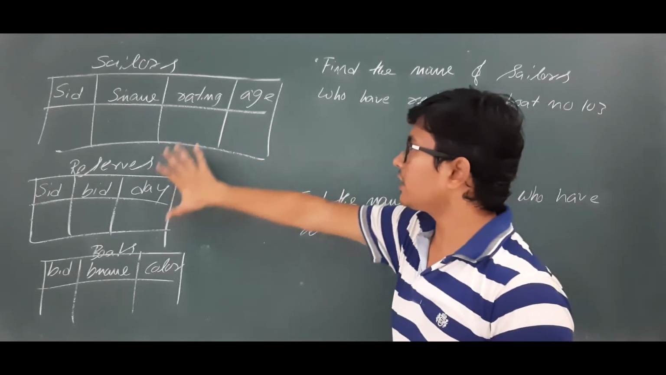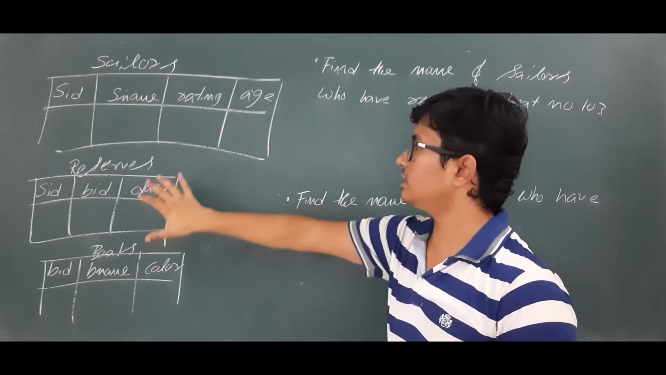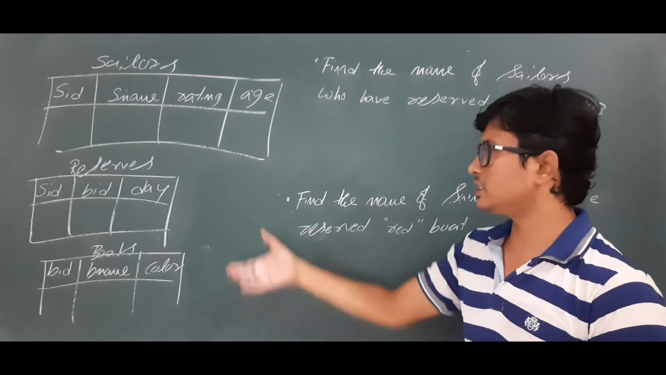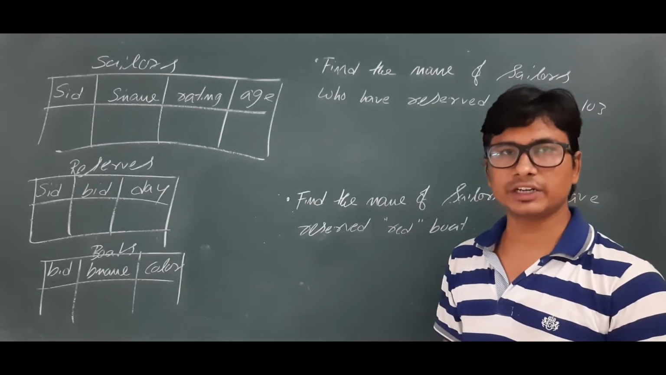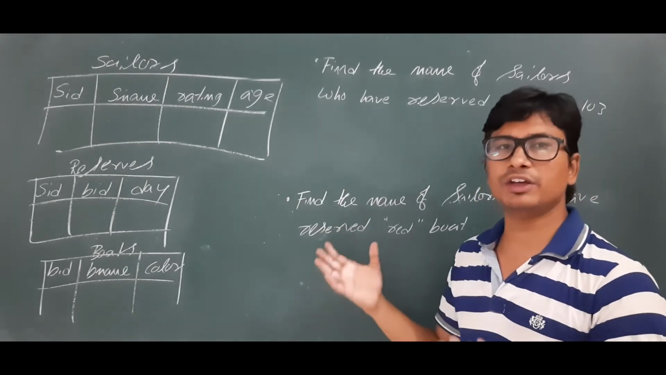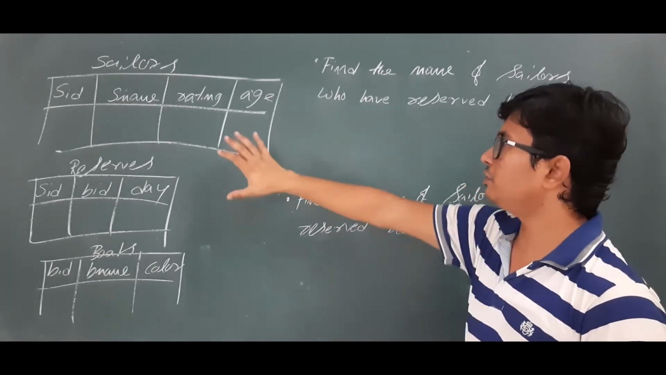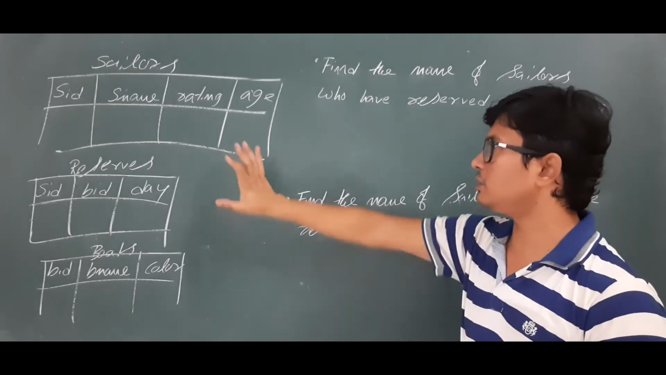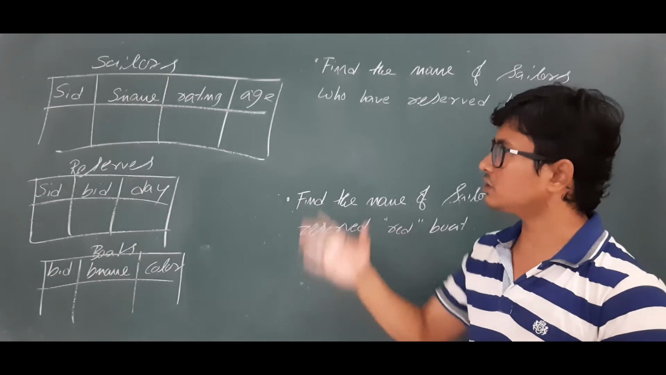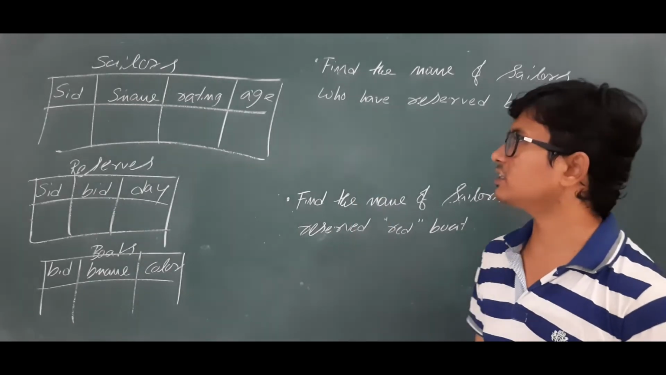Now I have taken three relations: sailors, reserves and boats. This is a standard question in the Raghuram Krishnan textbook, so that's why I have taken this example. The same example I have taken for better understanding. If you want to see the question, you can refer to the Raghuram Krishnan textbook also.